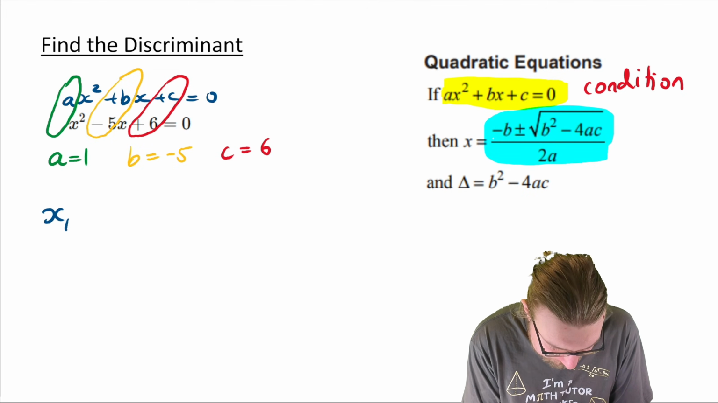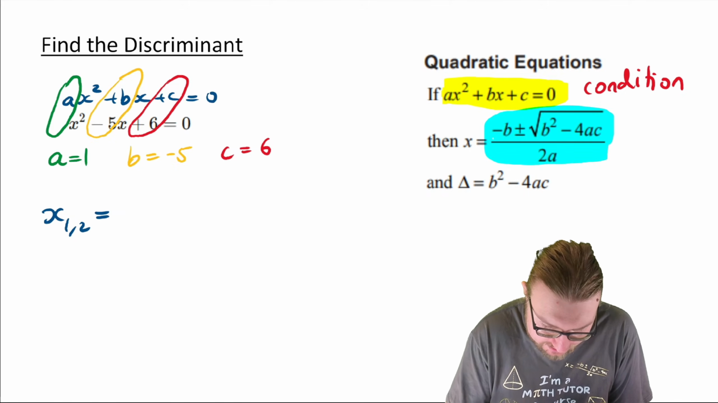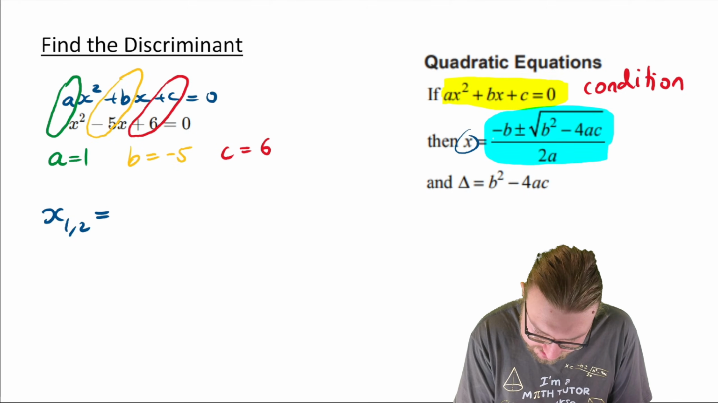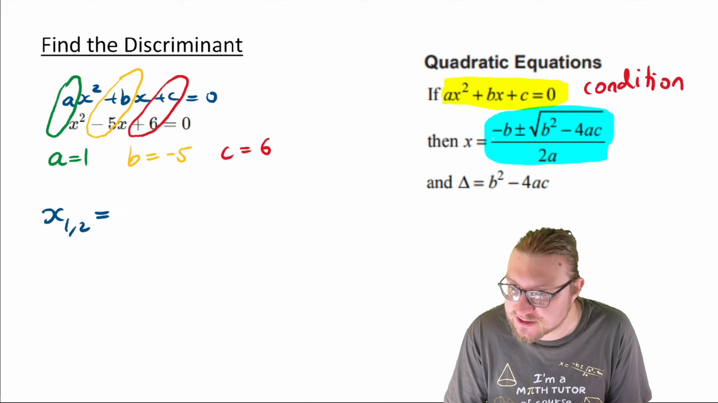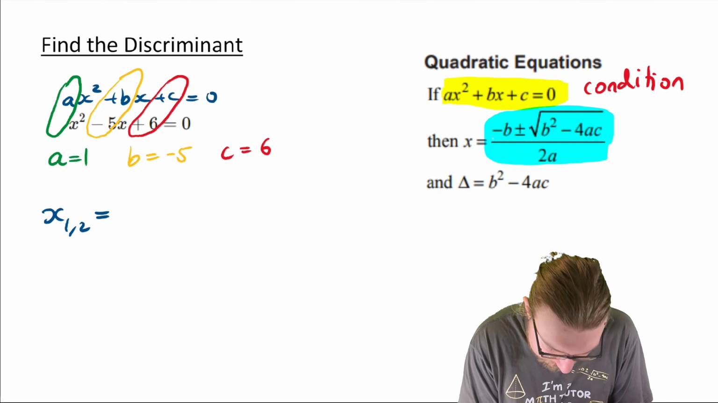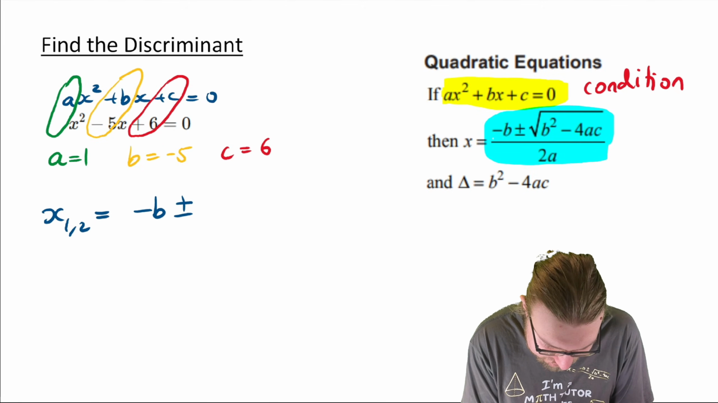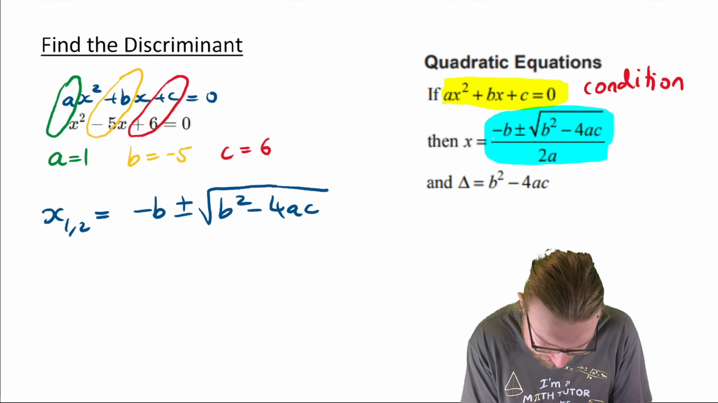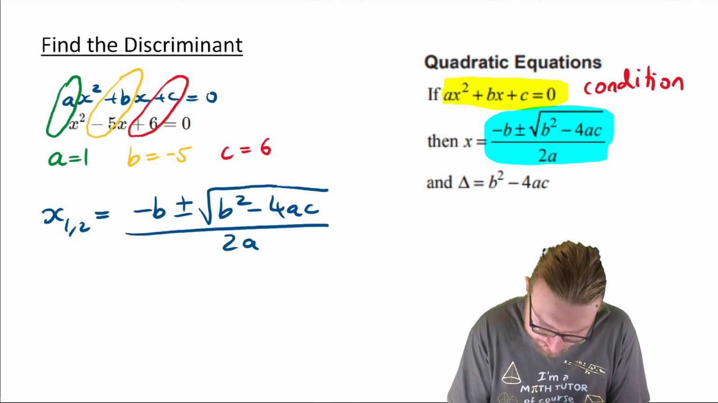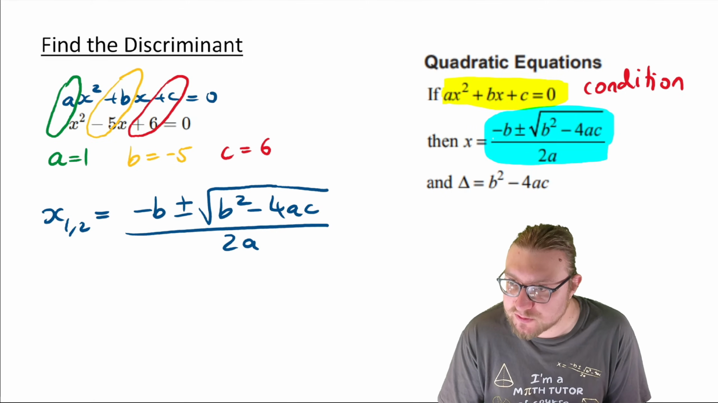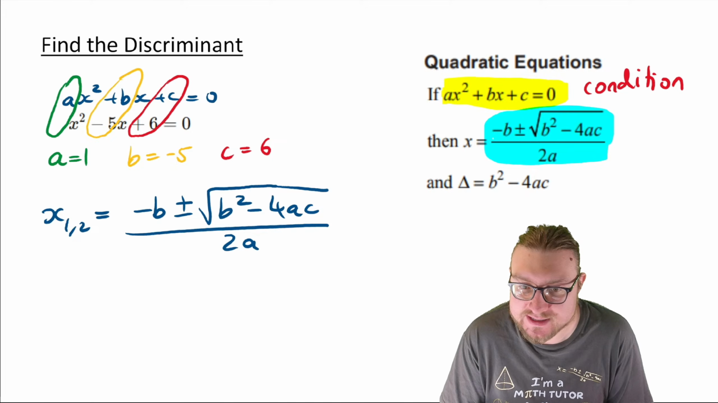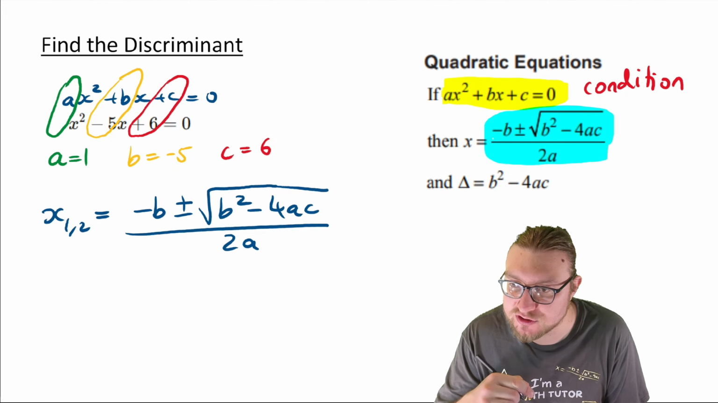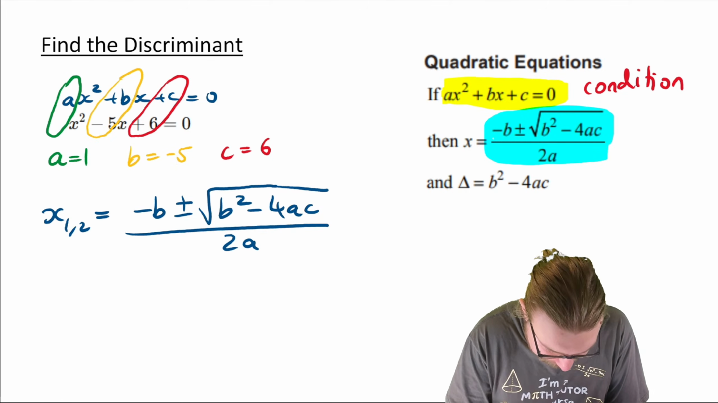So let's have a look. Both x1 and x2 values, I don't like how it just says x, but it's okay. Both x1 and x2 are given by negative b plus minus the square root of b squared minus 4ac divided by 2a. Okay, so we have our values for a, b, and c. We're just going to substitute them into this equation.